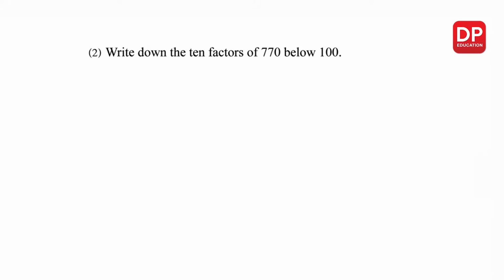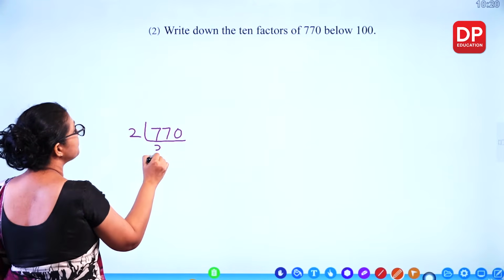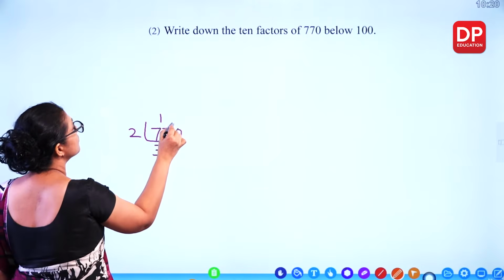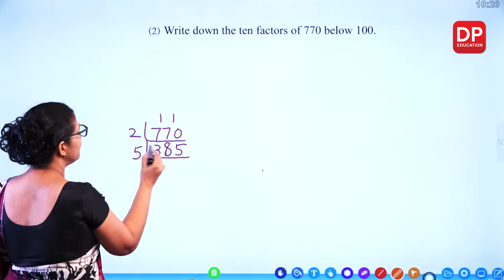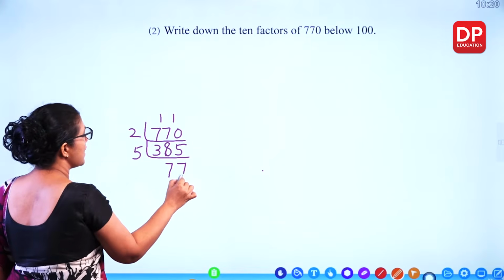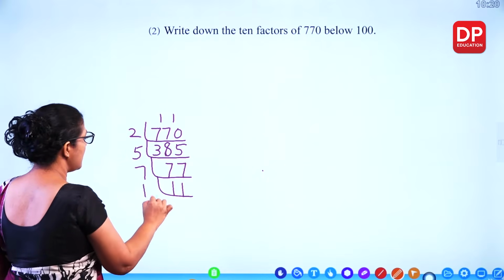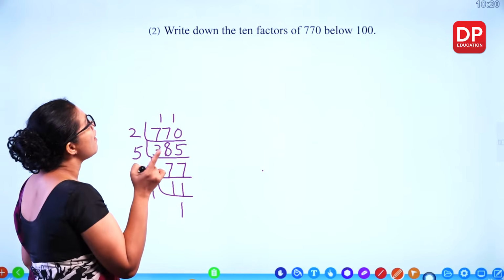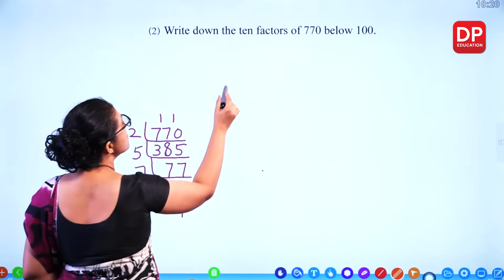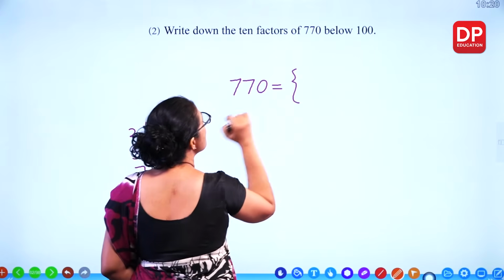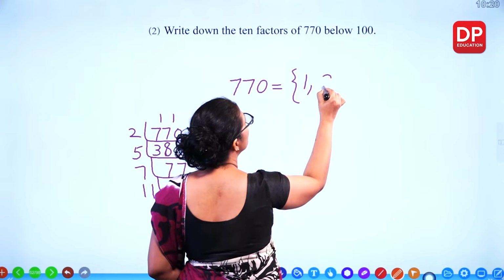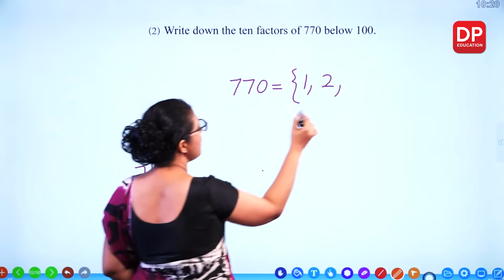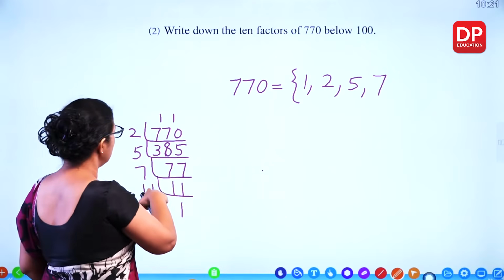Write down the 10 factors of 770 below 100. 770. We can divide by 2. And you can divide by 5. 35, again 7. Divide by 7 and you get 11 and 1. So what are the factors of 770 less than 100? You can write 1, 2, then 5, 7, 11.